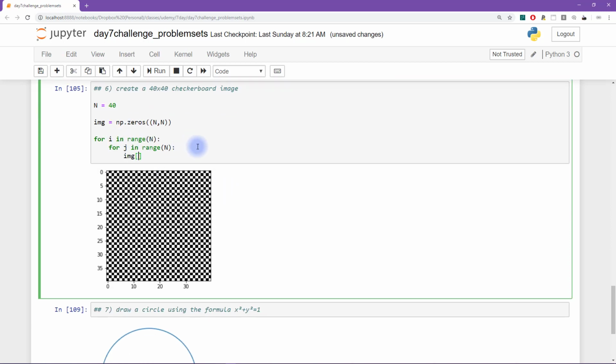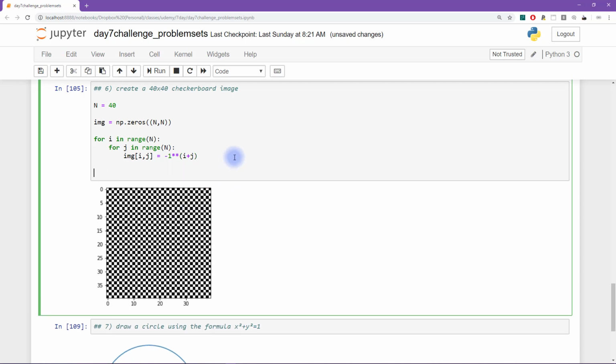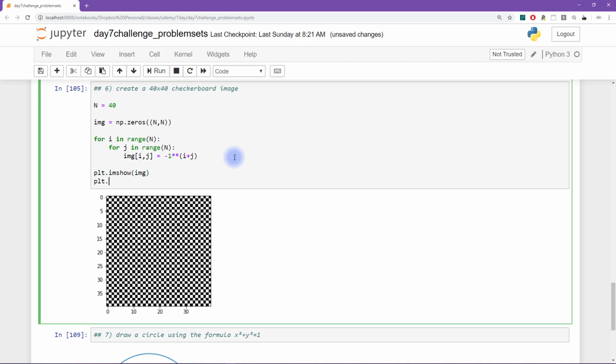Okay, let's see. So we set the ith row and jth column to be -1 to the power of i plus j. That's the formula for creating a checkerboard matrix like this. It ends up being all +1s and -1s. So let's see if I did the right thing, or maybe I made a mistake somewhere. A little bit of foreshadowing. So let's see, plt.imshow(img) and plt.show.